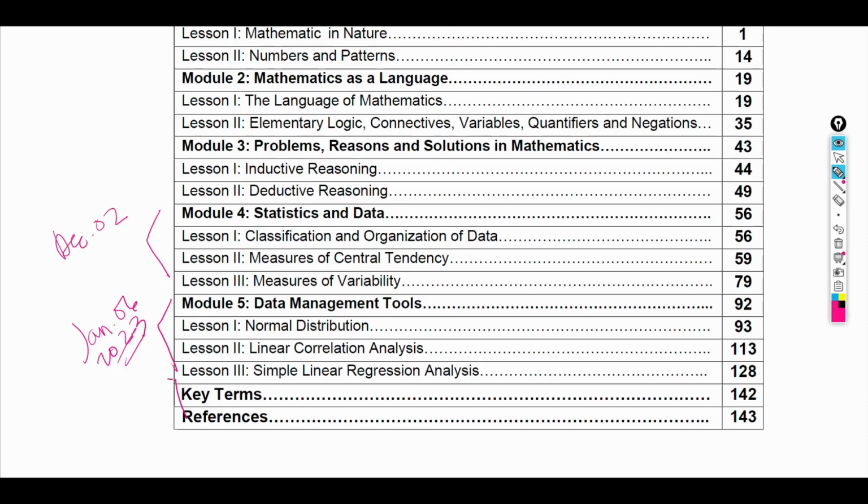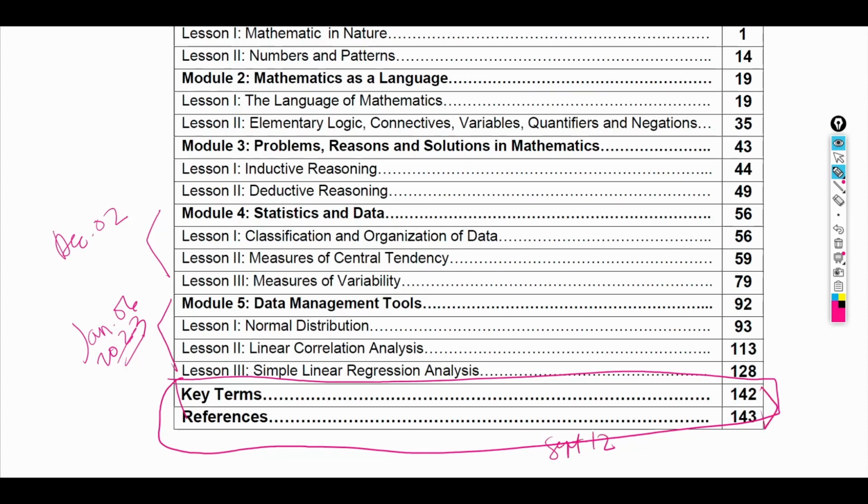I should give you the key terms as early as this week. So expect from September 12 onwards, I will give this to you. But for the other modules, other than module 1, meaning module 2 up to module 5, I will only give this immediately after the deadline. Clear?